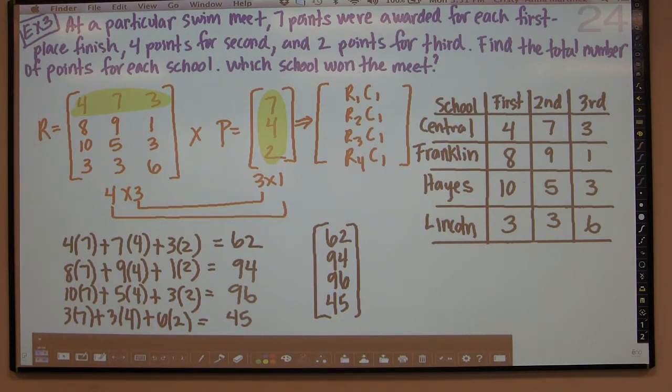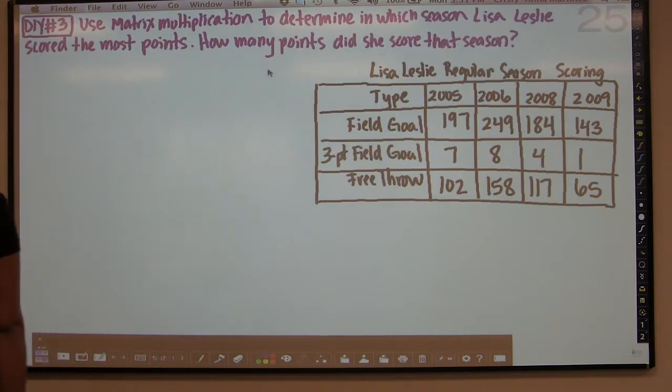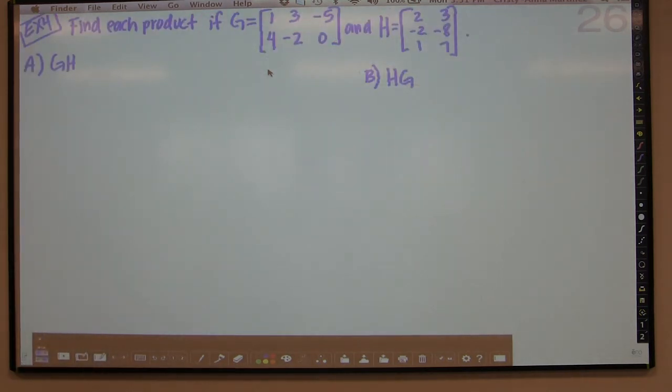All right, and so now you can try that little guy. And then I will go over this little guy right here. Okay, so in this case it says find each product if G equals and H equals.